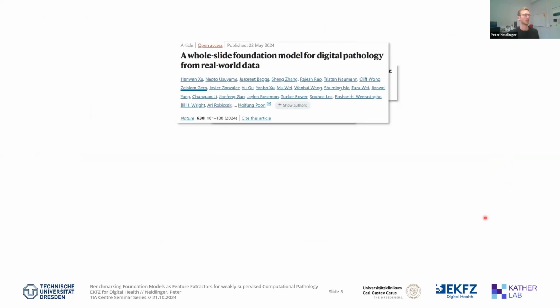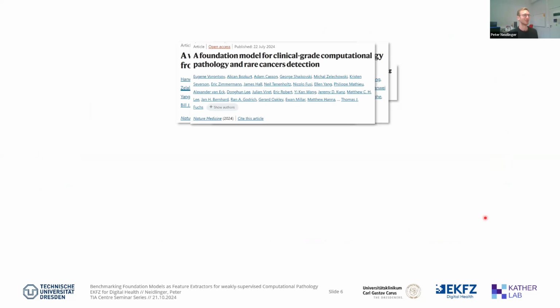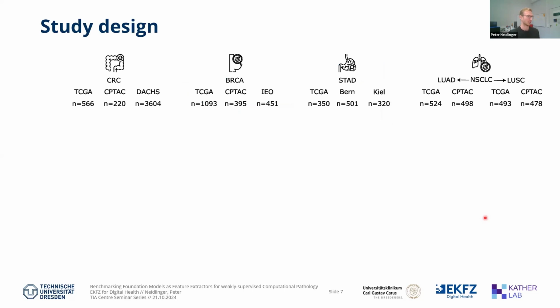And yeah, so the question was, with all these foundation models released in the last years, which one is the best? So we decided to take 4 different cancer types: colorectal cancer, breast cancers, stomach cancer, and lung cancer, and in total 13 cohorts, some TCGA cohorts, some CPTAC cohorts, and then the proprietary cohorts DACHS, IEO, Bern, and Kiel.